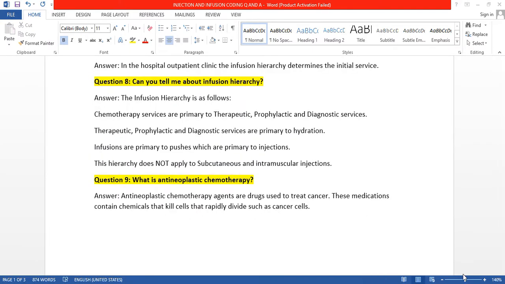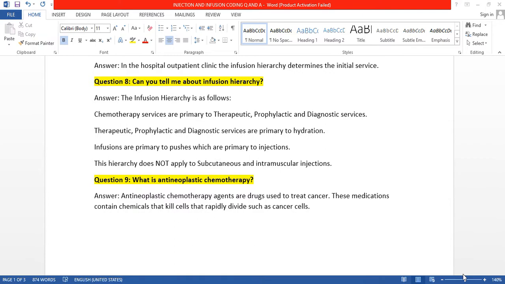Next, question number 8, which is very important. Wherever you go, they will ask you, can you tell me about the infusion hierarchy? Answer: the infusion hierarchy is as follows. Chemotherapy services are primary to therapeutic, prophylactic and diagnostic services. Therapeutic, prophylactic and diagnostic services are primary to hydration. Infusions are primary to pushes, which are primary to injections. This hierarchy does not apply to subcutaneous and intramuscular injections.